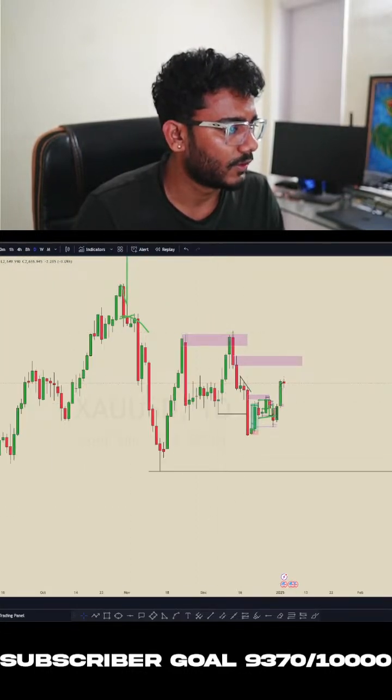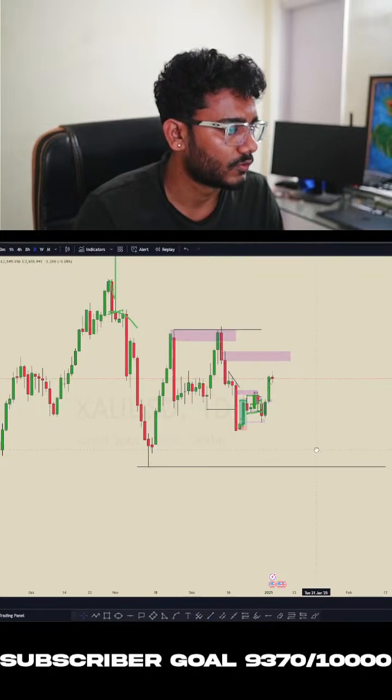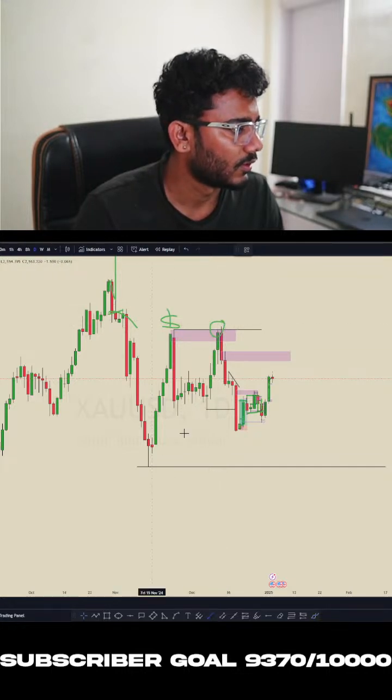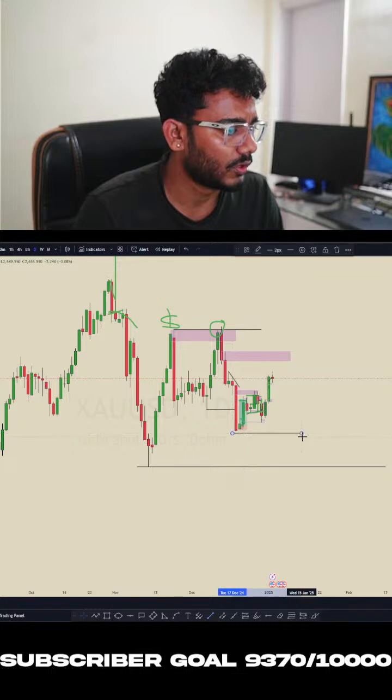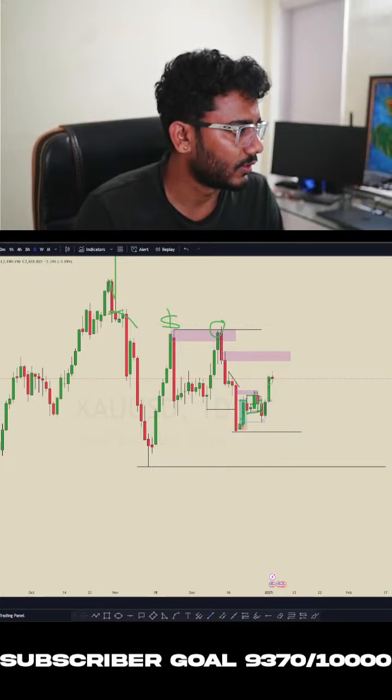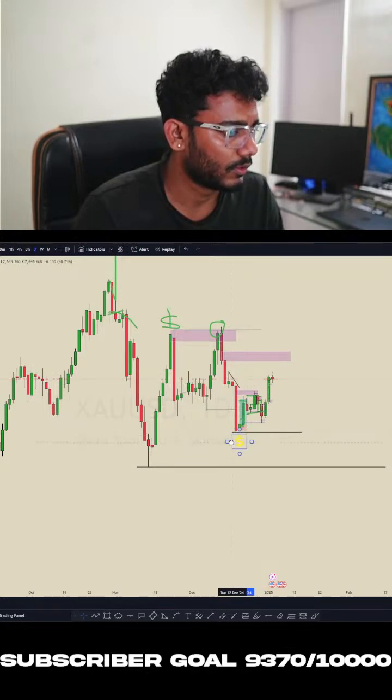So price yesterday swept this high and then it started to go down. So right now, as we can see, this buy side liquidity is swept. If we see this buy side liquidity is swept by this high, there is one low over here which has lots of liquidity. So we'll mark liquidity over here.